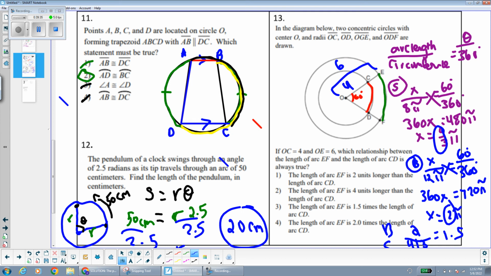So I see here that the length of arc EF is 1.5 times the length of arc CD is the correct answer here. So we tested it out for one specific angle measurement. I just picked 60. You can pick any angle measurement, and you should see that given the radius measurements, the arc length should always be 1.5 times as big. You could have tried it with 30, 45, 10, 15, any angle measurement that you wanted to.